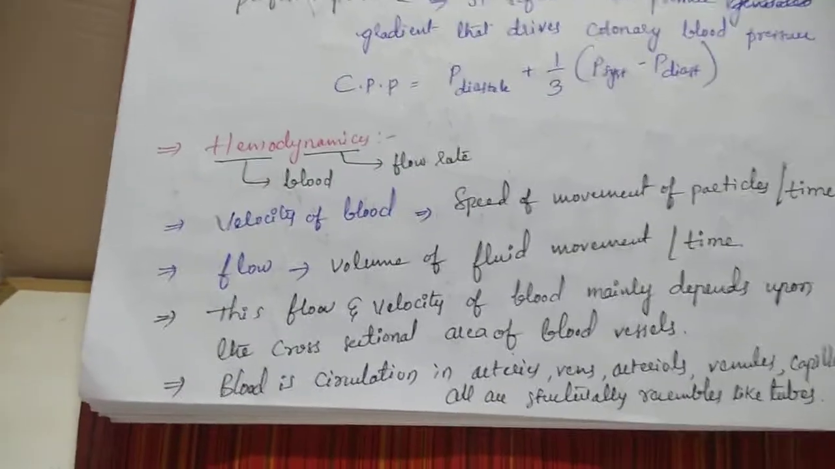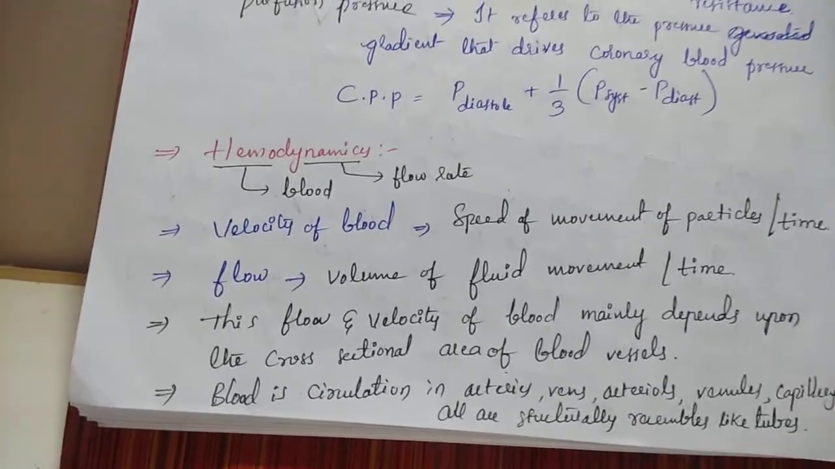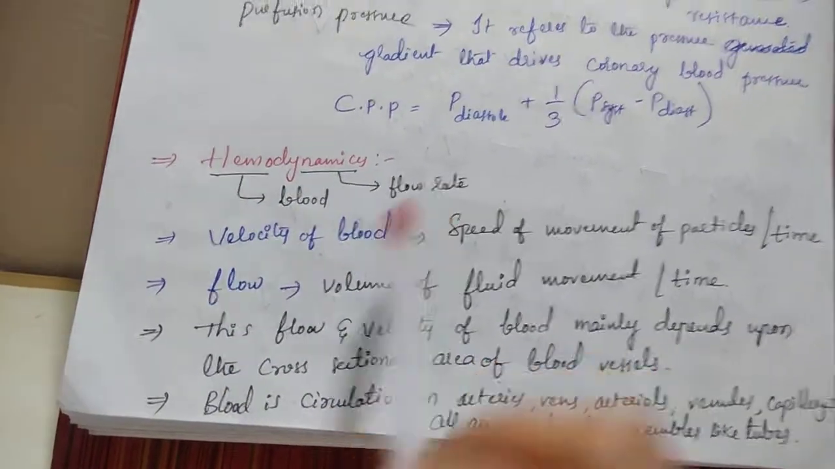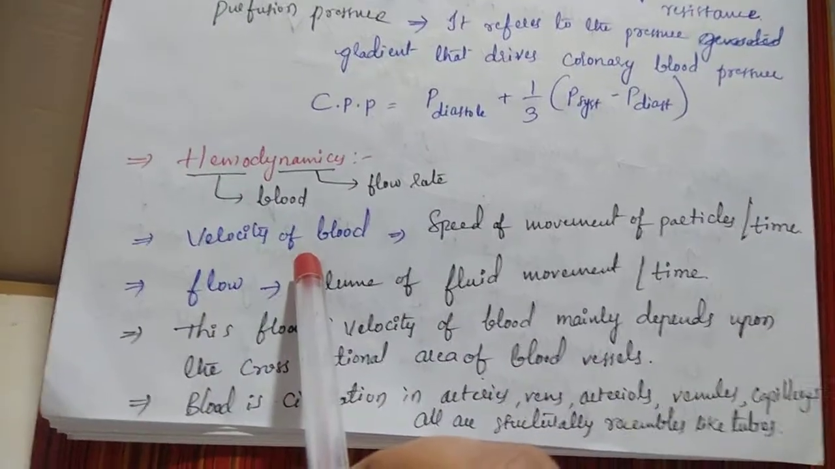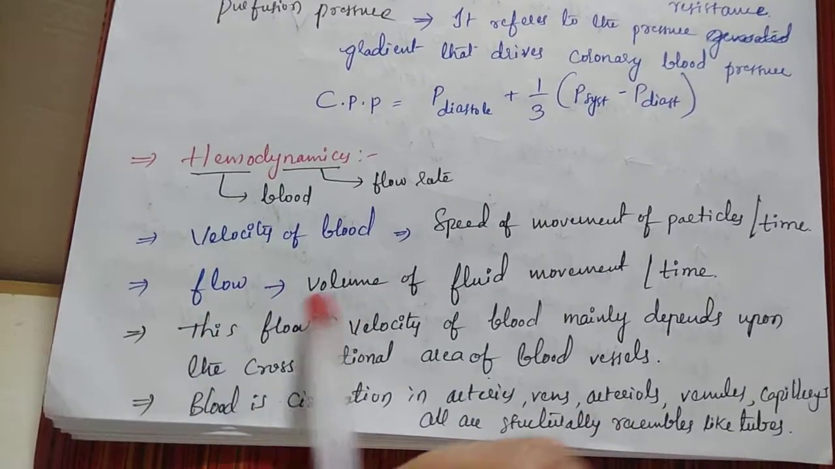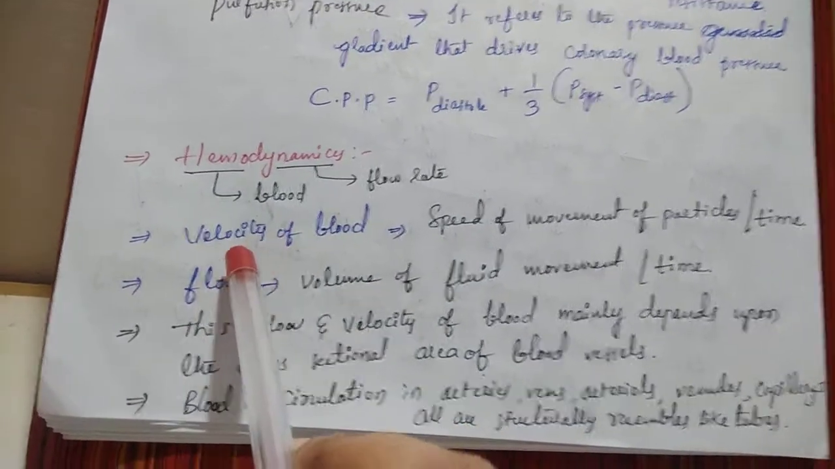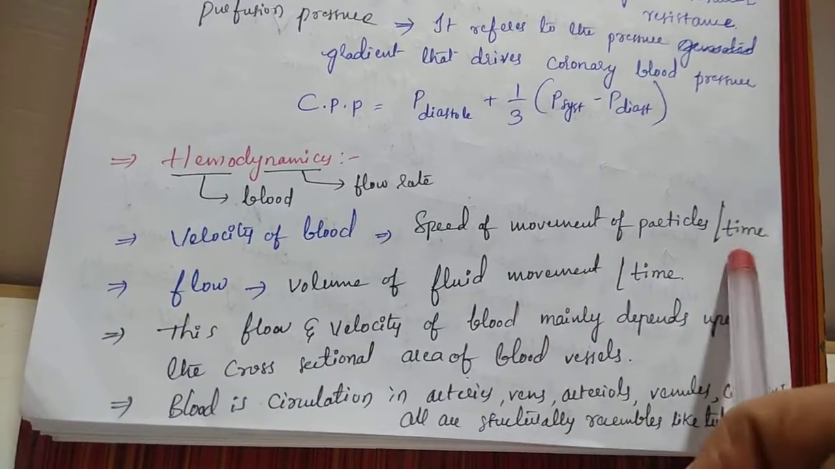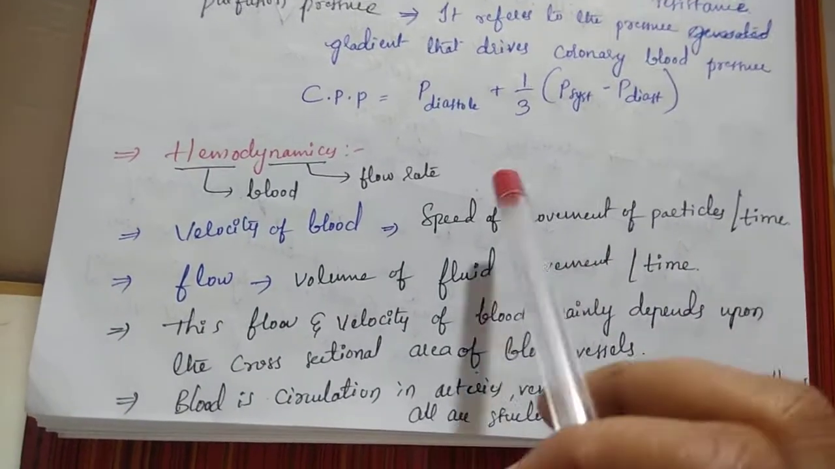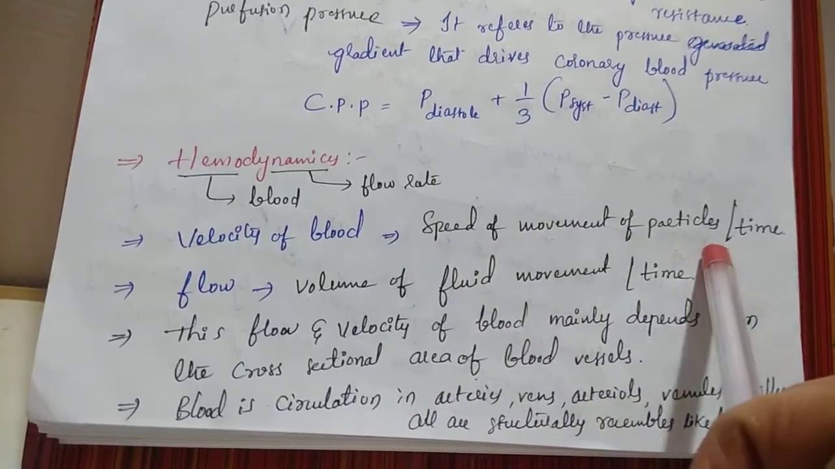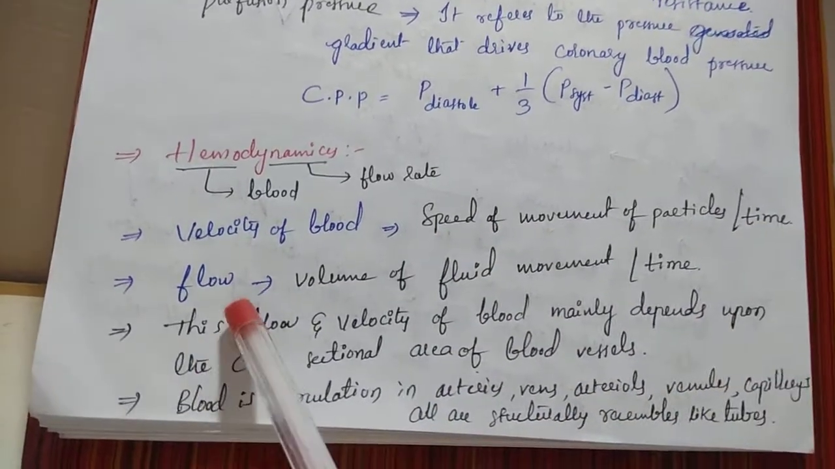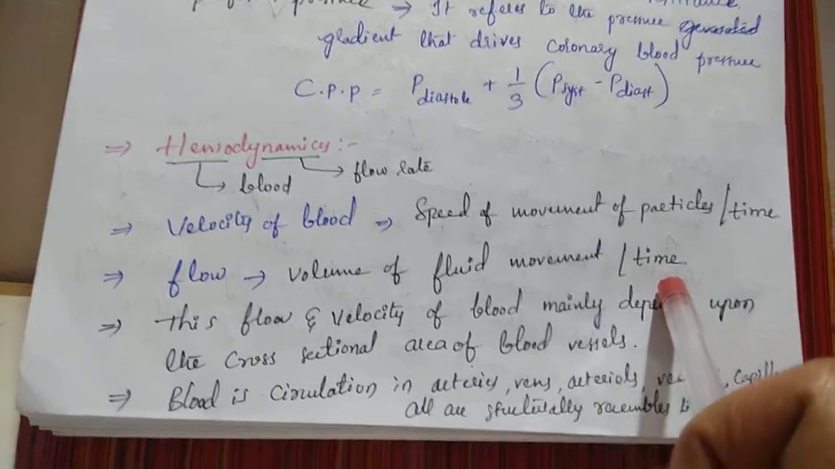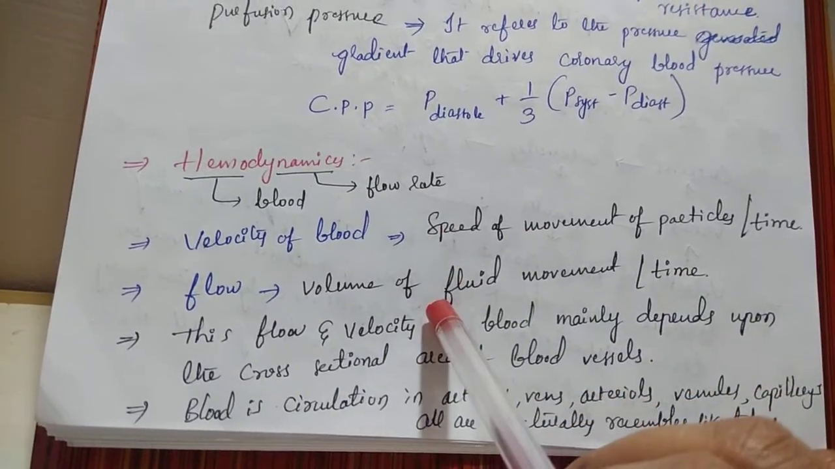Next topic is hemodynamics. The name itself indicates: hemo means blood, dynamics means flow rate. Velocity of blood and flow rate of blood. Here are two terms. Velocity is nothing but speed of movement of particles per unit time, and flow indicates volume of fluid movement per unit time. Can you observe what is the difference between these two?